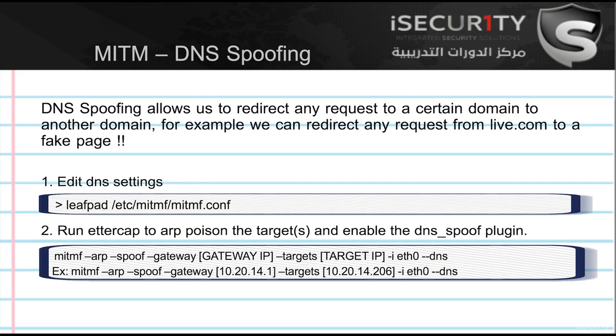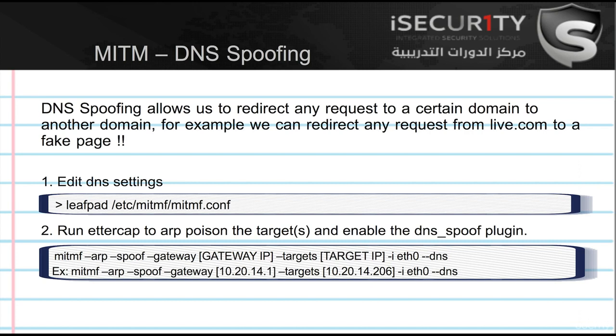In this lecture, we're going to learn what DNS spoofing is and how to perform it. DNS is basically a server that converts domain names, so www.google.com for example, to the IP address of the device where the Google website is stored. And since we're the man in the middle, we can have a DNS server running on our computer and resolve DNS requests the way we want.